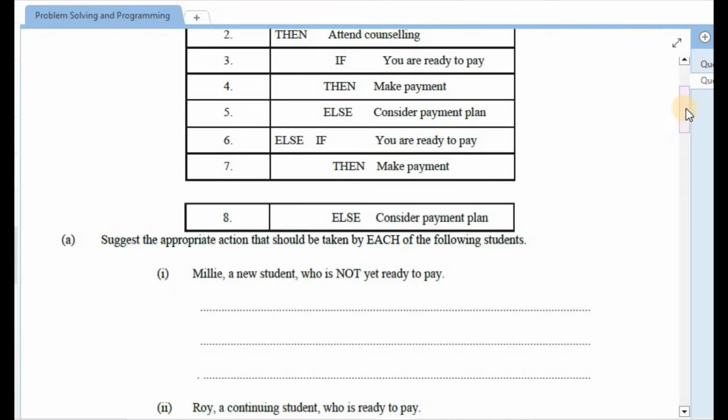Question 10A says, suggest the appropriate action that should be taken by each of the following students. The first student that we meet here is Millie, and she is a new student. So that's a part of our criteria. She is not yet ready to pay, and they're asking us what is the appropriate action that Millie should take. So again, Millie is new and she's not yet ready to pay.